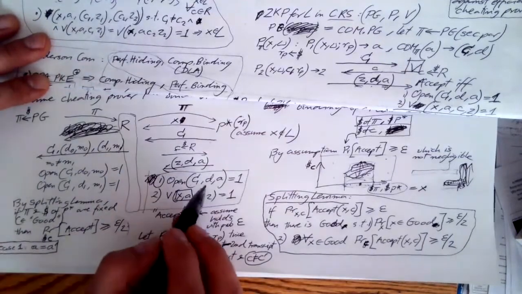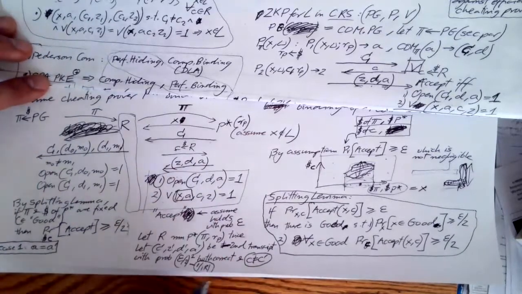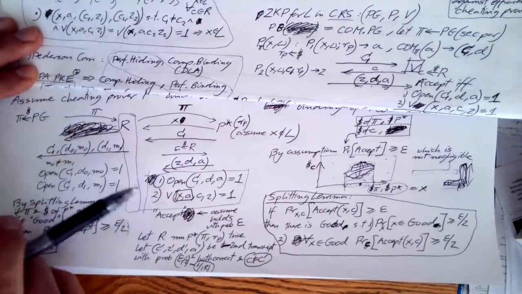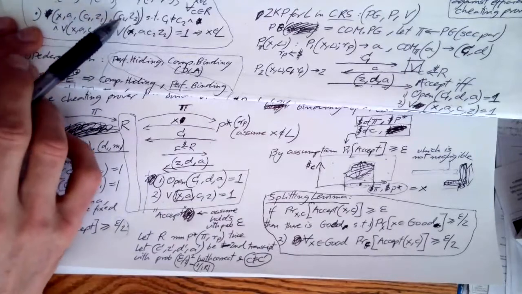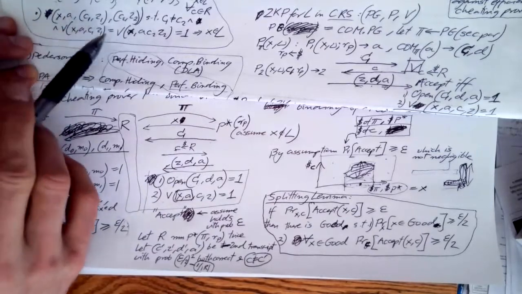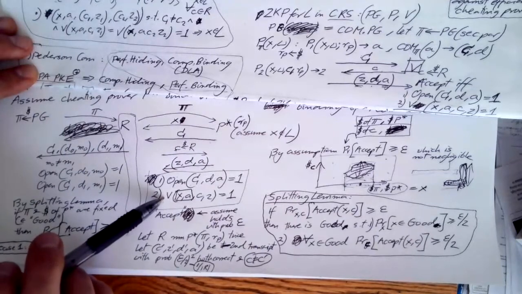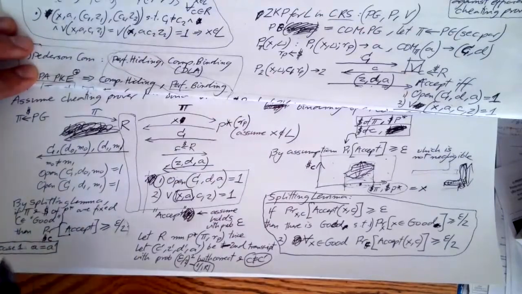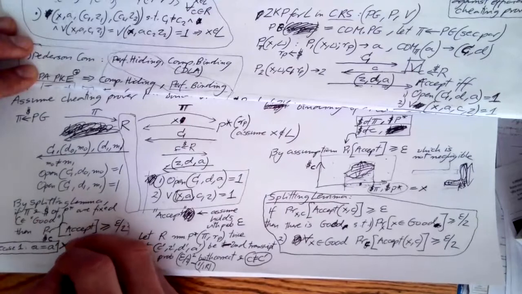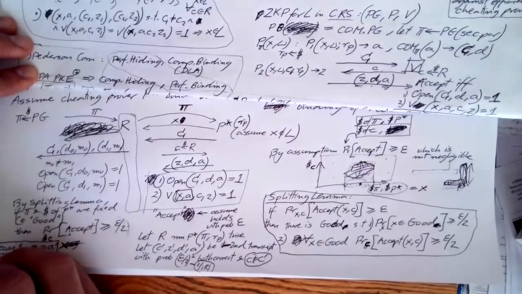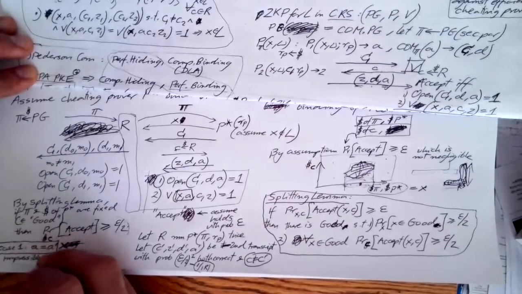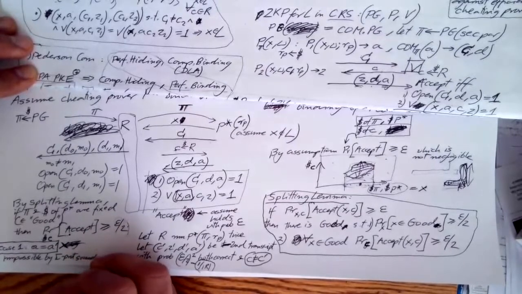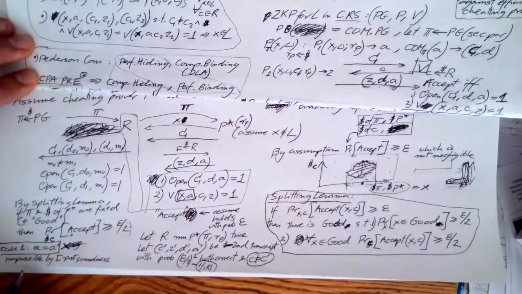Now, this case where A and A prime were the same is impossible, right? Because it's impossible that for two different challenges, the verification, this part of the equation, was satisfied if X was not in the language. So this case is discounted, impossible by sigma protocol soundness.